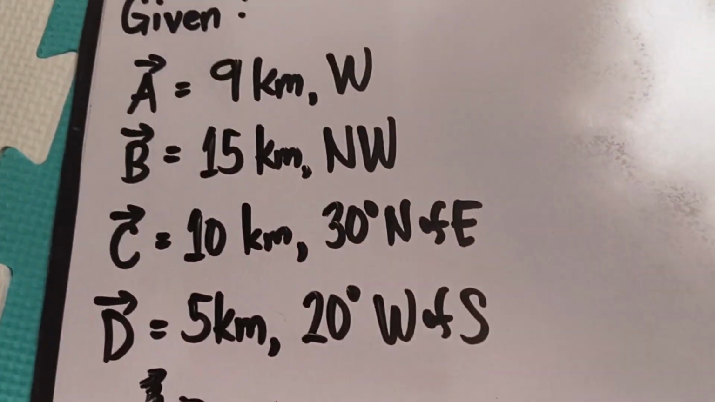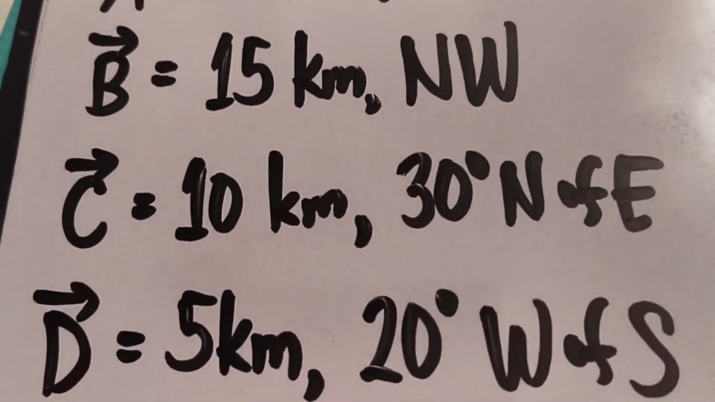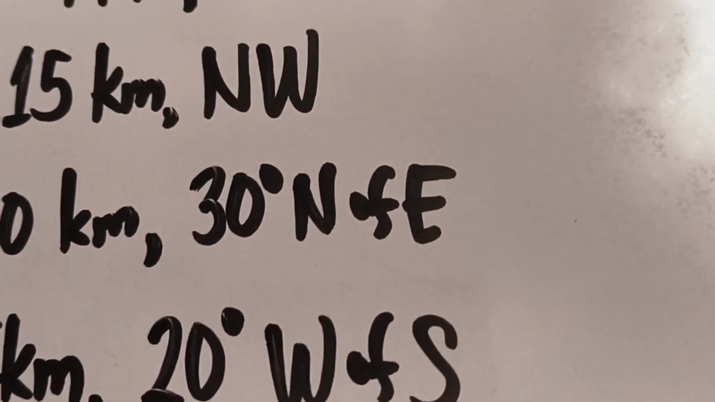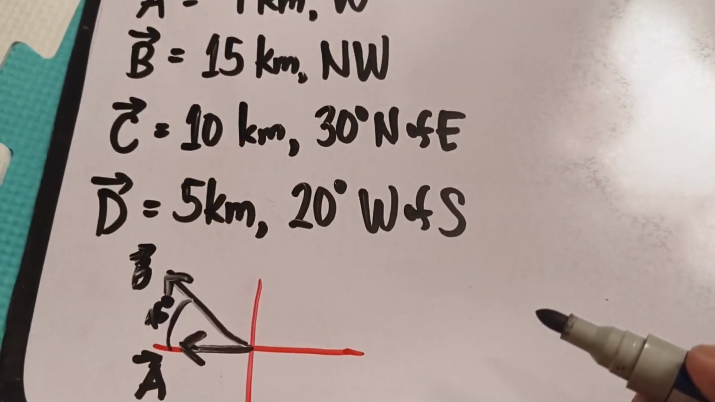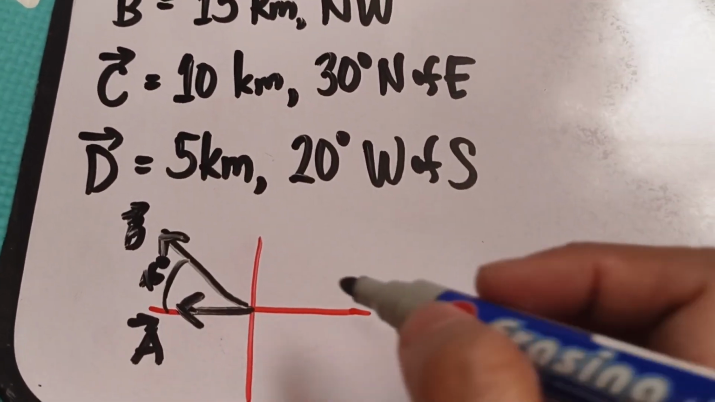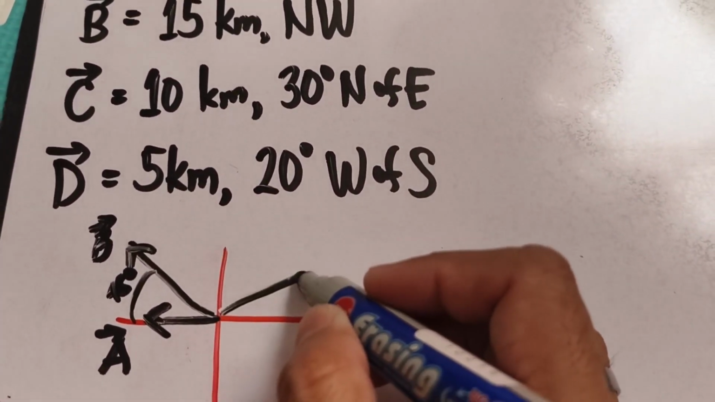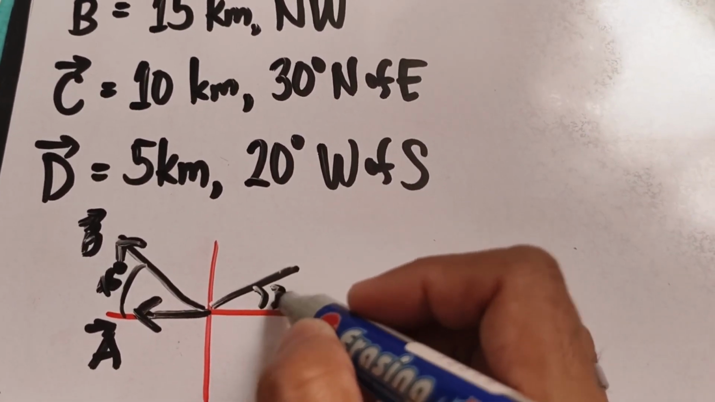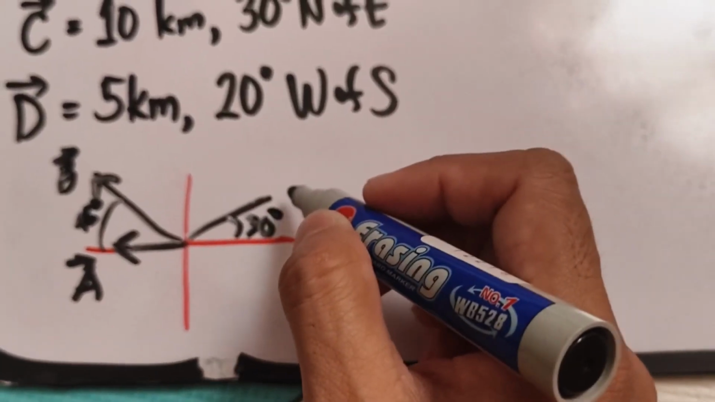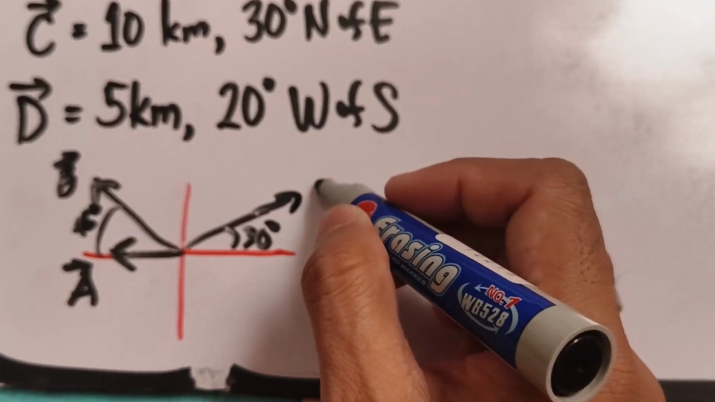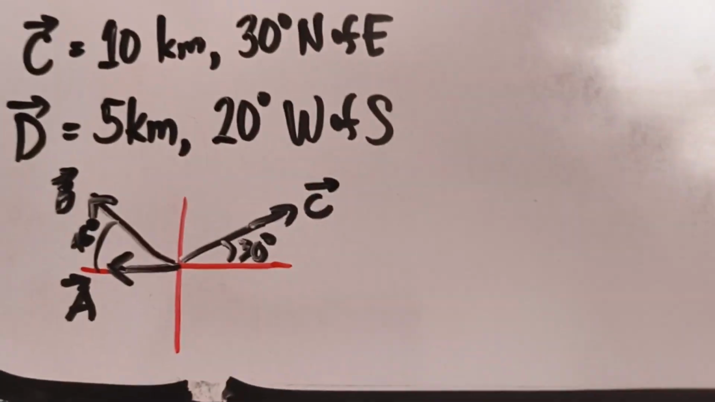Okay, next, we have, for vector C, 10 kilometers, 30 degrees north of east. So, nasa anong quadrant yan? Very good. Nasa first quadrant. So, say for example, ito yung 30 degrees. Ito ngayon si vector C.